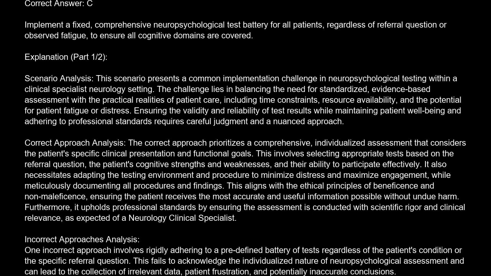The correct approach prioritizes a comprehensive, individualized assessment that considers the patient's specific clinical presentation and functional goals. This involves selecting appropriate tests based on the referral question, the patient's cognitive strengths and weaknesses, and their ability to participate effectively. It also necessitates adapting the testing environment and procedure to minimize distress and maximize engagement, while meticulously documenting all procedures and findings. This aligns with the ethical principles of beneficence and non-maleficence, ensuring the patient receives the most accurate and useful information possible without undue harm. Furthermore, it upholds professional standards by ensuring the assessment is conducted with scientific rigor and clinical relevance, as expected of a neurology clinical specialist. Incorrect approaches analysis.